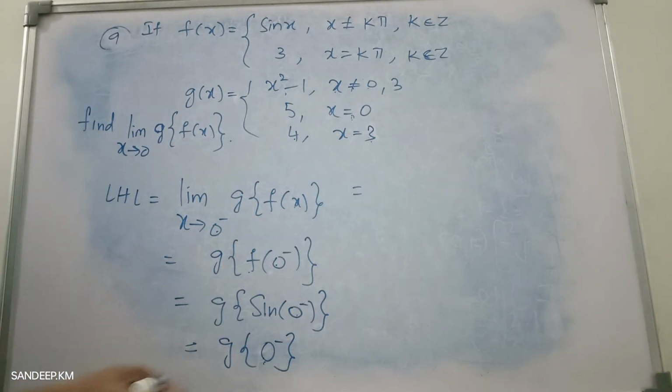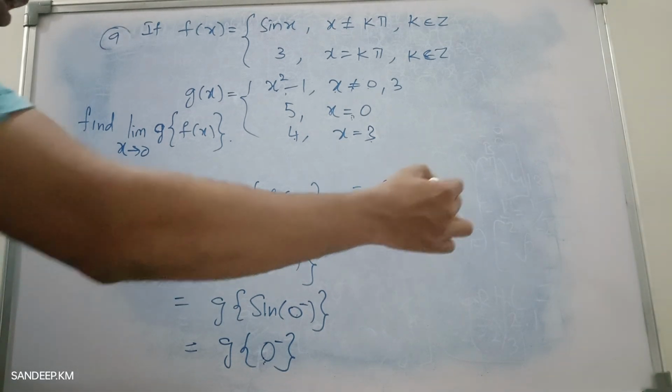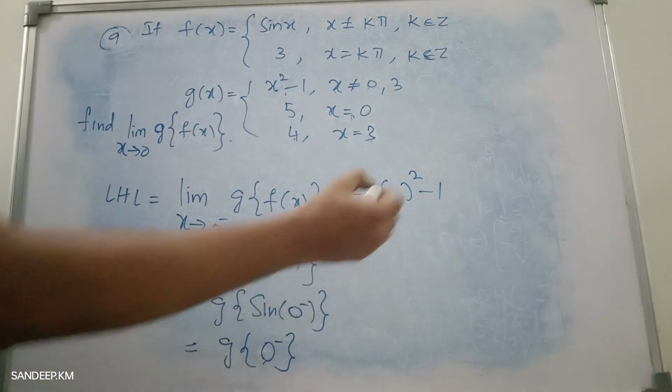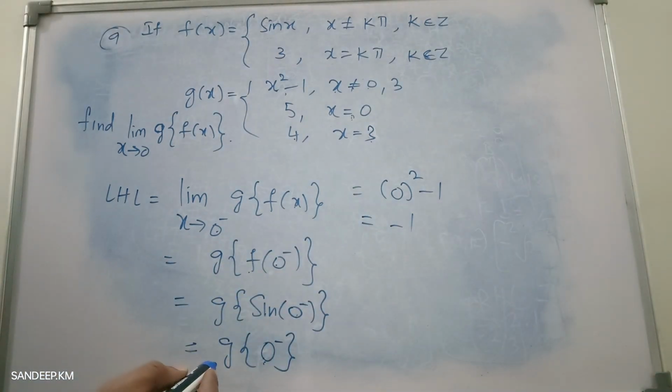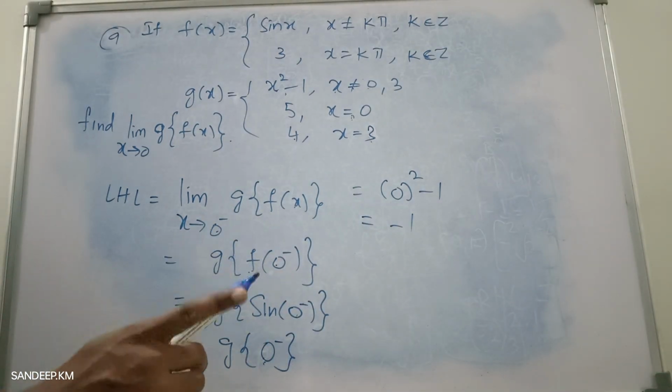So which is equal to what? X square minus 1. And instead of x, let me substitute 0 only. So the answer is what? Minus 1. Are you understanding? This is very, very important.